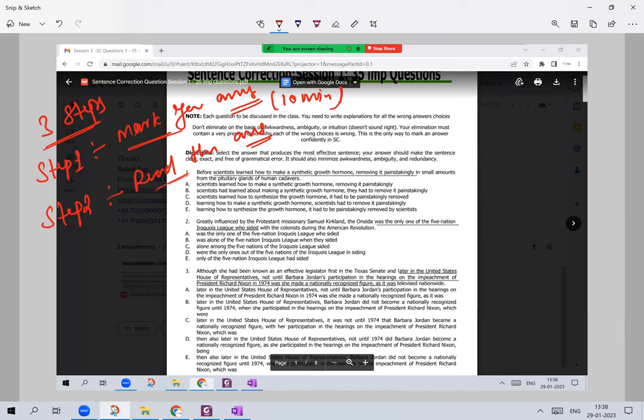Step number 2, read the answers. Read properly. There are some answers which you may not understand. Doesn't matter at all. And step number 3, write in a very detailed way.